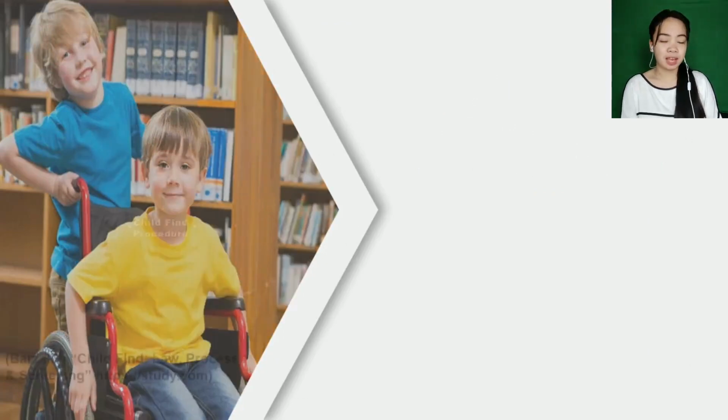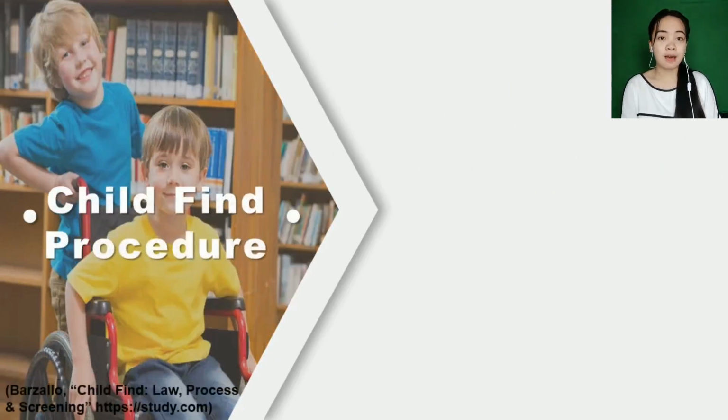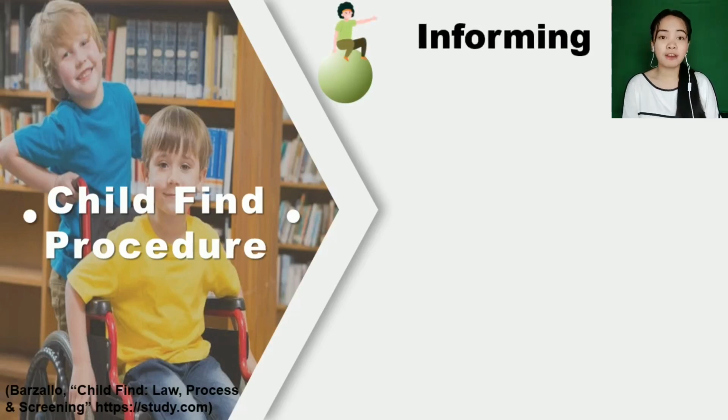For it to be effective, the procedure should have the following steps. First, informing. The state should have public awareness activities that inform teachers, doctors, parents, and other people involved with children or those who care for children about the signs of disability. For instance, through free training or giving of brochures about the possible disabilities and signs to watch out for in children.